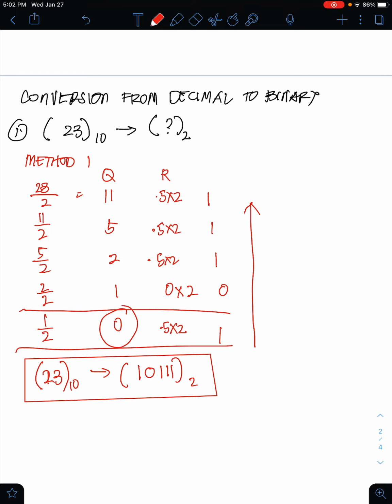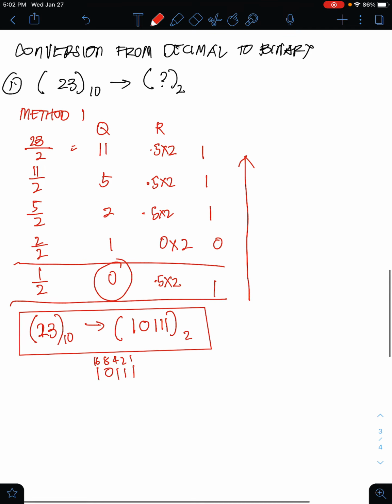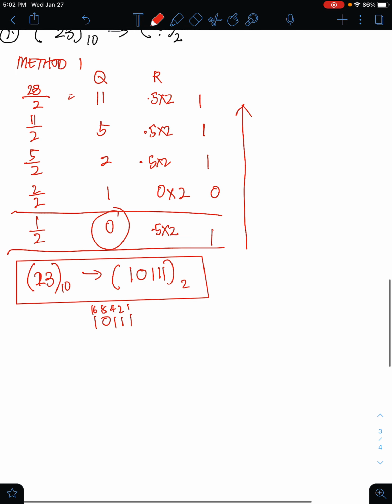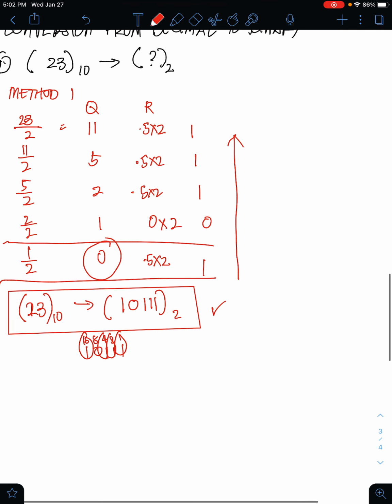Okay, let's check if it's correct. 1, 2, 4, 8, 16. We will be adding the numbers with the on state, the state of 1. So 16 plus 4 is 20, plus 2 is 22, plus 1 is 23, which means this is correct.